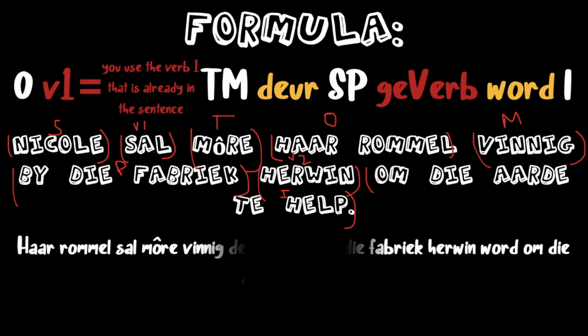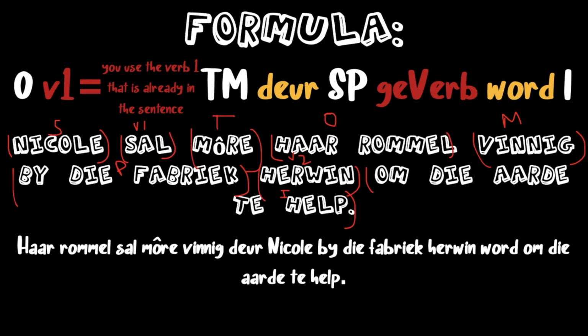Okay. So this would change to: haar rommel sal môre vinnig deur Nicole by die fabriek herwin word om die aarde te help. Okay. I'm just going to read you the sentence without the word.